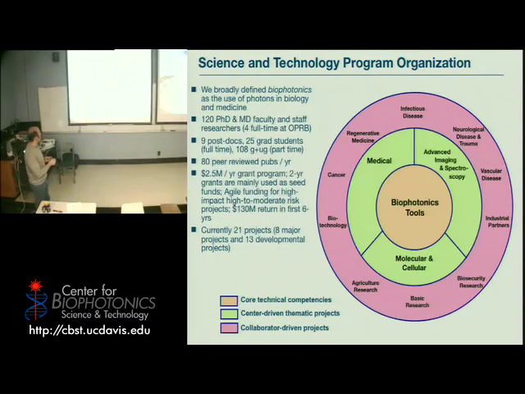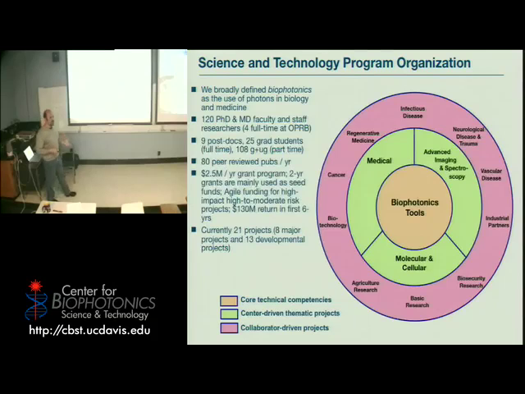Our core competencies are in making these tools and in figuring out how to then work with doctors and other researchers to make them apply to their field. We have about 120 PhD and MD faculty and staff researchers involved with us. Right now we have about 25 graduate students full-time and about 108 graduate and undergraduate students part-time working with us in one way or another.